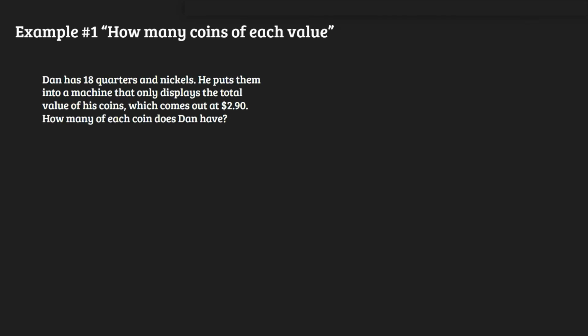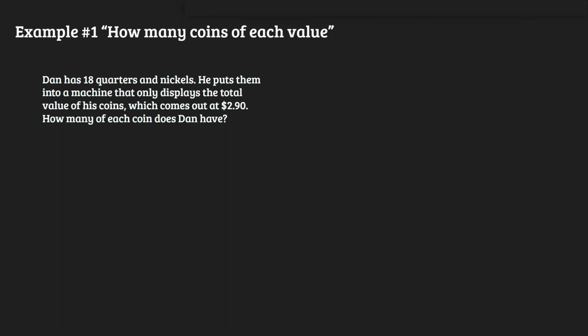Now let's go through some examples. So our first example here is based on the how many coins of each value type of problem. This is a very, very common type of problem to see in both the SAT and ACT. Dan has 18 quarters and nickels. He puts them into a machine that only displays the total value of his coins, which comes out at $2.90. How many of each coin does Dan have?